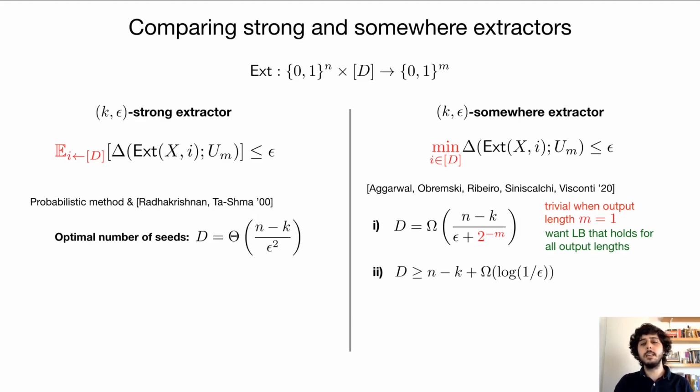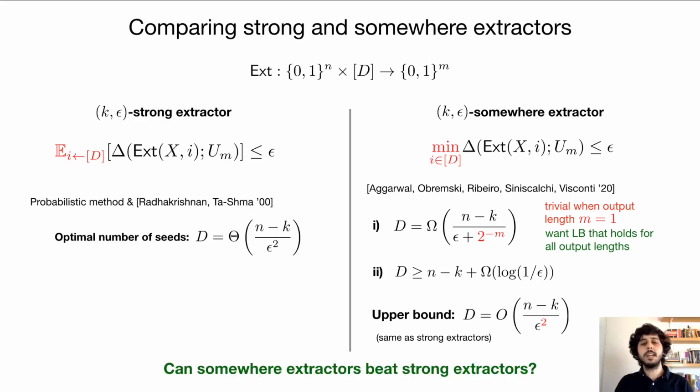There is a non-trivial lower bound that is independent of the output length, but it is very weak, because the best upper bound that we know for somewhere extractors is exactly the same upper bound as for strong extractors, n minus k over epsilon squared. So the question that we really want to understand is whether somewhere extractors can beat strong extractors, in the sense that they require much fewer seeds than strong extractors.